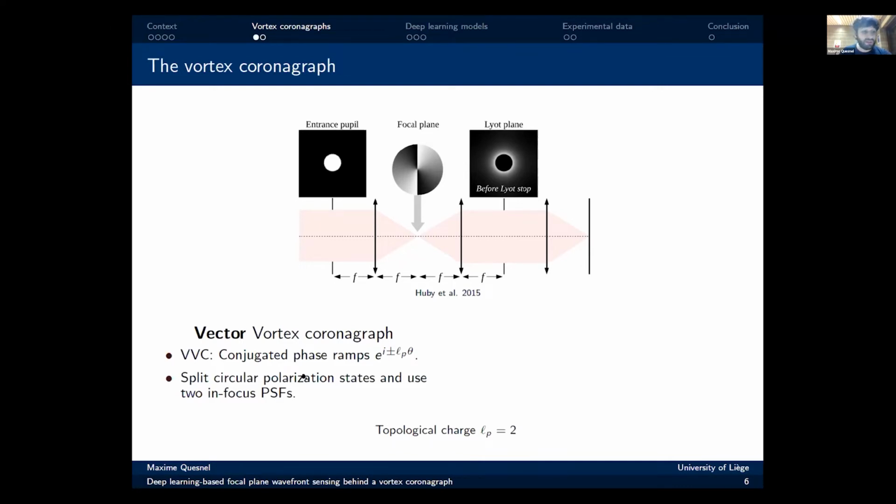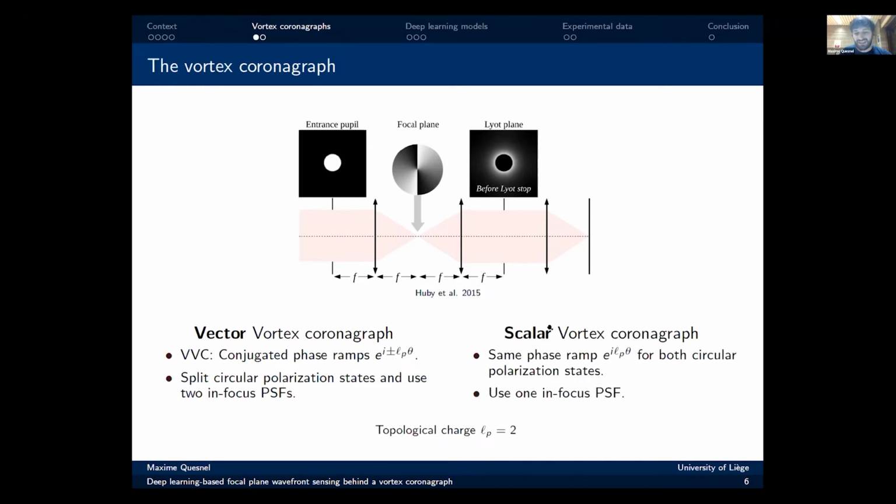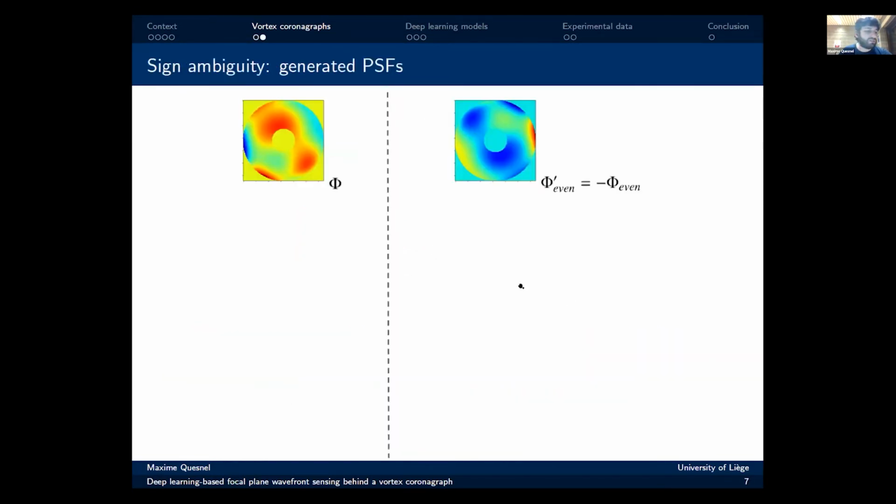There is also another flavor of vortex coronagraph, which is a scalar vortex coronagraph. And in this case, you have the same phase ramps applied to each polarization. And so here we wonder, maybe we can use just the in-focus PSF to do focal plane sensing. And to illustrate a little bit why it could be interesting, I use the same example as before with the two phase maps by just switching the sign for the odd modes.